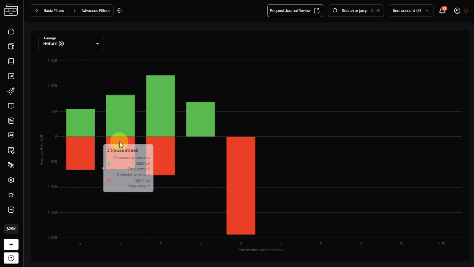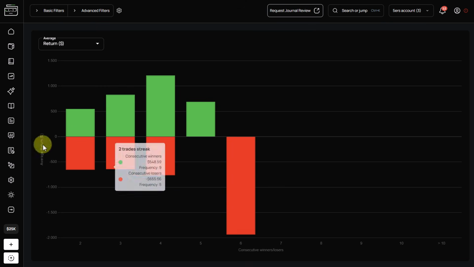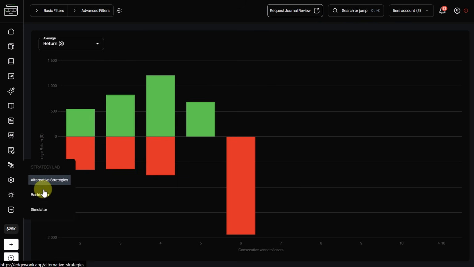So 6 losses in a row with a 1-to-1 reward to risk ratio can be very devastating, because getting out of such a losing streak is going to take 6 winners in a row. However, after you have experienced 6 losses in a row, your mindset is probably going to be a little bit damaged. And then pulling out with 6 winners in a row is going to be really, really hard. So it's going to take really long to get out of such losing streaks.